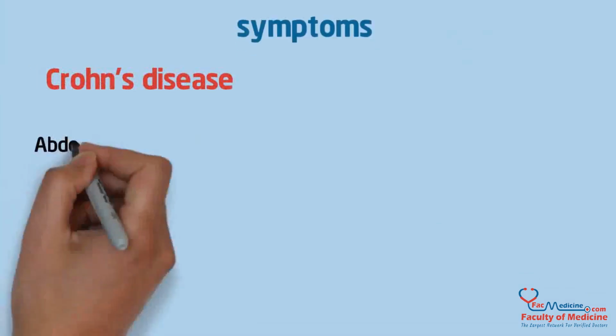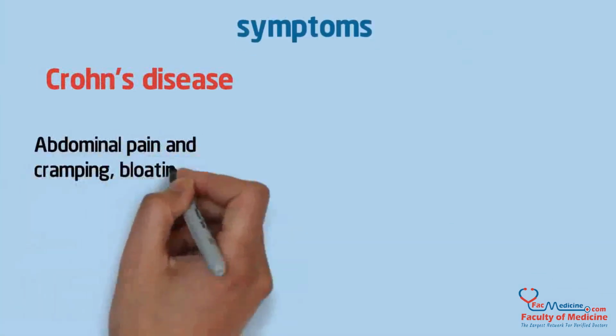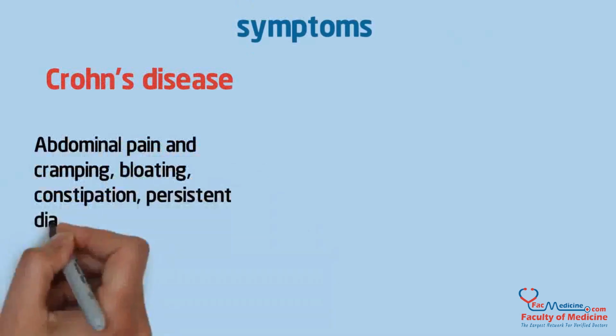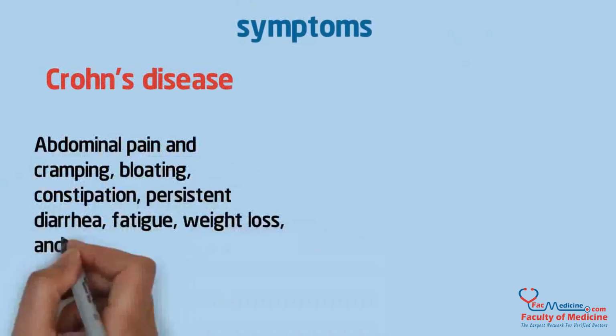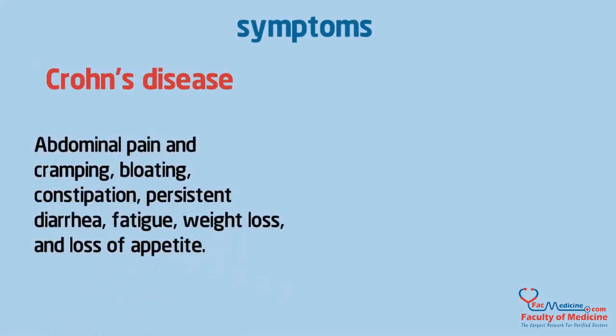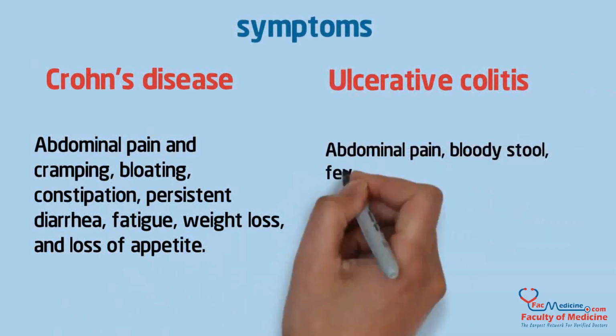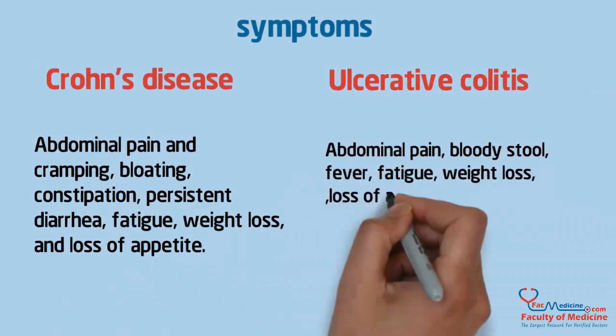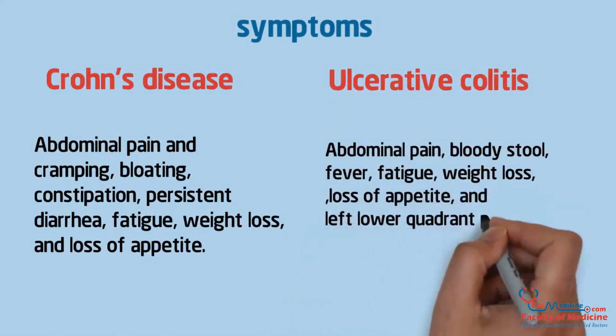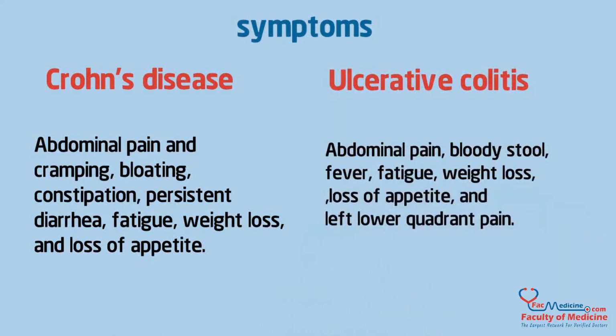Symptoms. Crohn's disease: abdominal pain and cramping, bloating, constipation, persistent diarrhea, fatigue, weight loss, and loss of appetite. Ulcerative colitis: abdominal pain, bloody stool, fever, fatigue, weight loss, loss of appetite, and left lower quadrant pain.